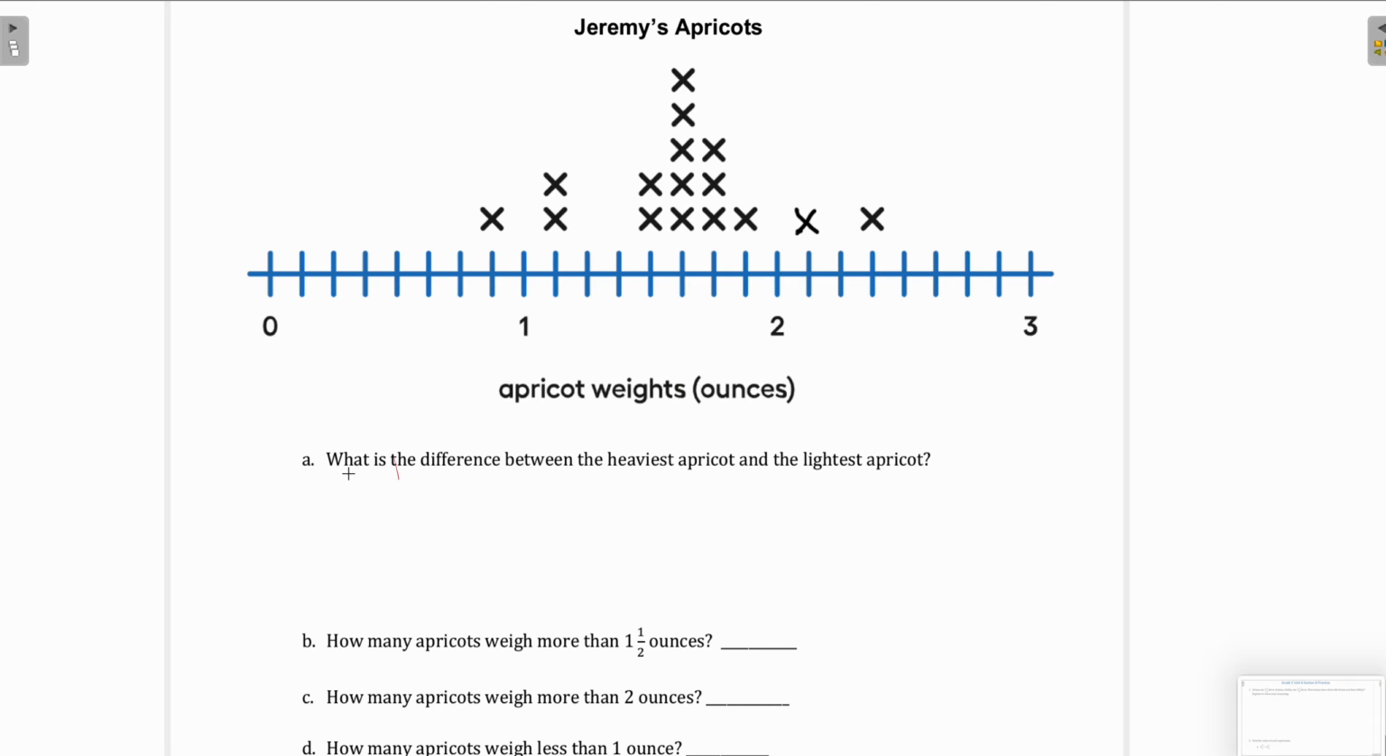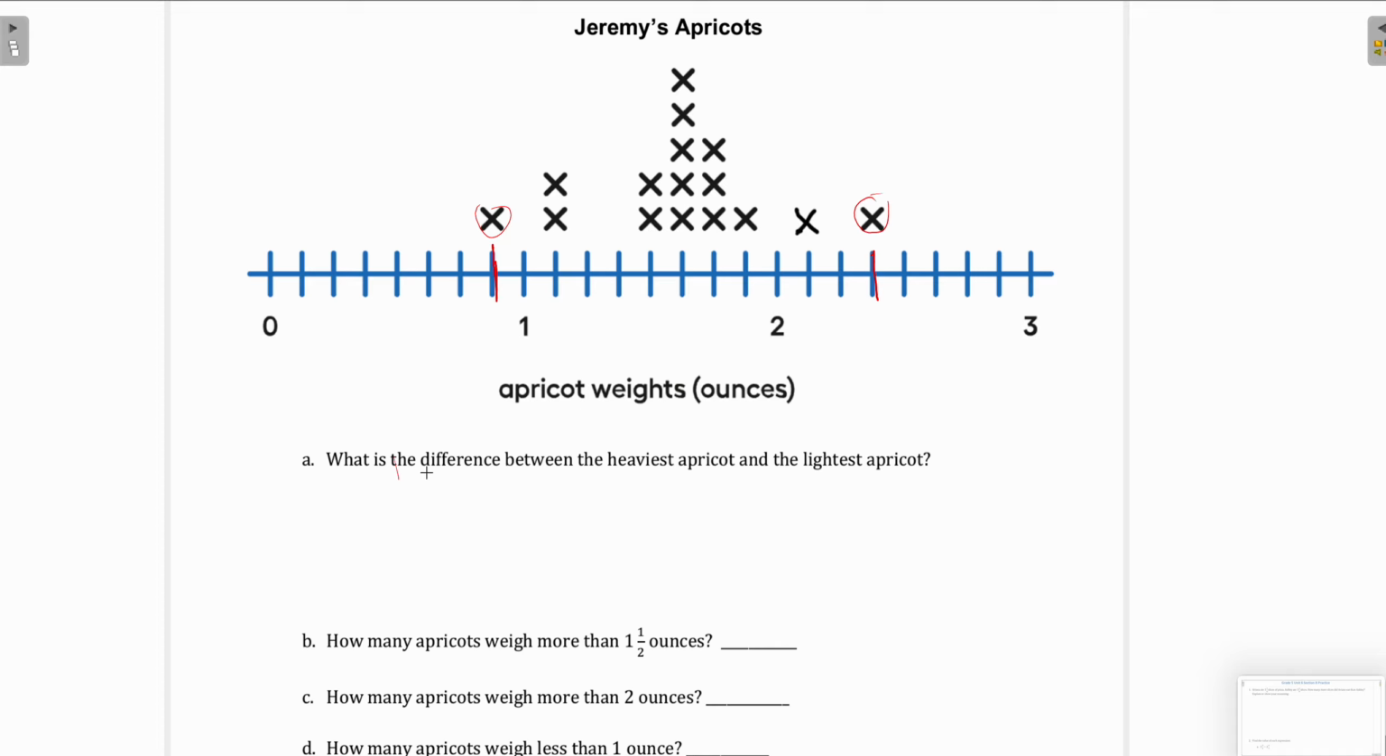So let's look at the first question. What is the difference between the heaviest apricots and the lightest apricots? Okay, so the heaviest apricot is going to be all the way to the right over here. So it will be this apricot. And the lightest apricot will be all the way to the left over here, because these are the weights. So the lightest will be closer to 0, and the heaviest will be closer to the greatest number here. So it's this one. It's the lightest, it's the heaviest.